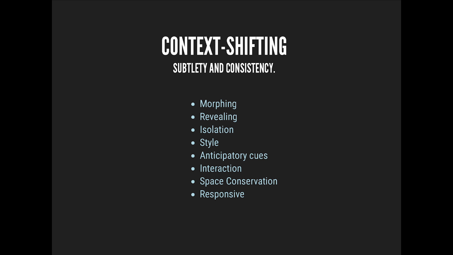So to recap on all the things we talked about today, we've got like morphing, revealing, isolation, style, anticipatory cues, interaction, space conservation, and responsive, all towards keeping our context more stable for our users so that they have like a really fluid experience, and animation is actually an informative part of that event.